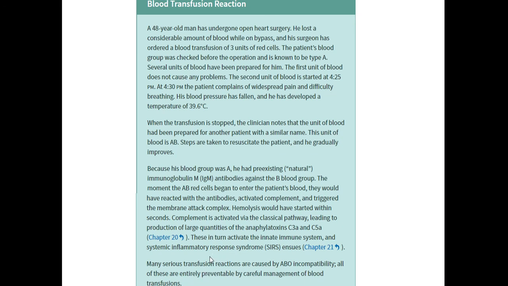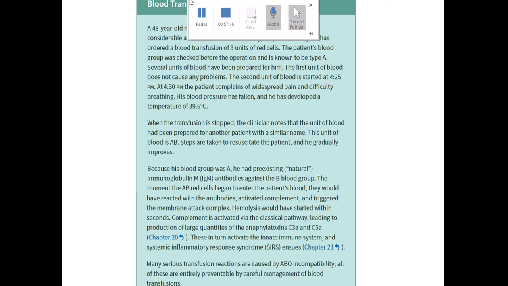So here, when we talk about many cases of incompatible blood transfusion, that usually has to do with safety measures not being taken properly, especially when the names are similar in the hospital. Very, very important to know this. Read this case carefully and see how they have managed this case.